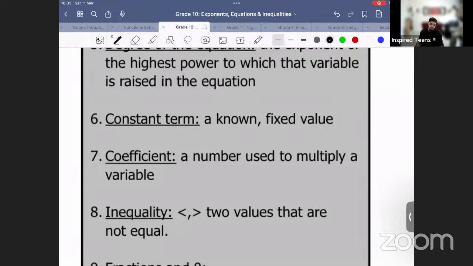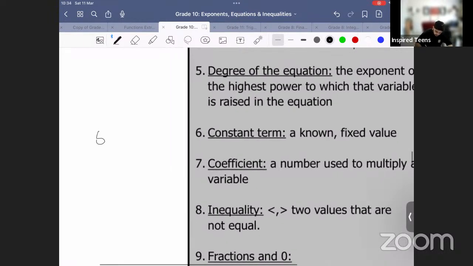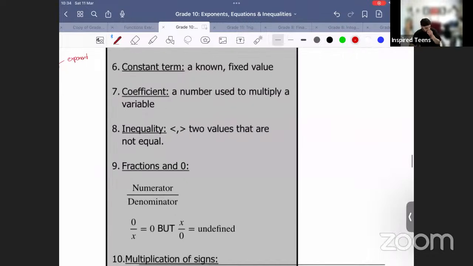Coefficient is a number used to multiply the variable. Okay, so I'm sure we're familiar with this. For example, 5x squared. All right, this is my coefficient. 5 is the coefficient. This is the exponent. This is the base, just for some revision for equations and inequalities.